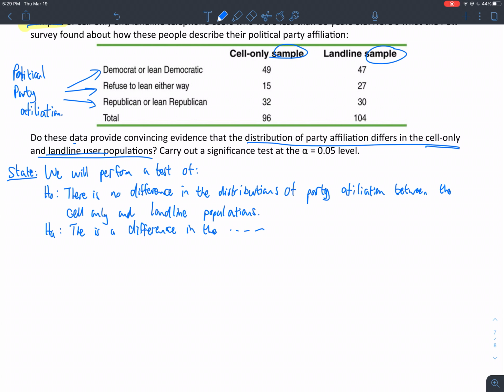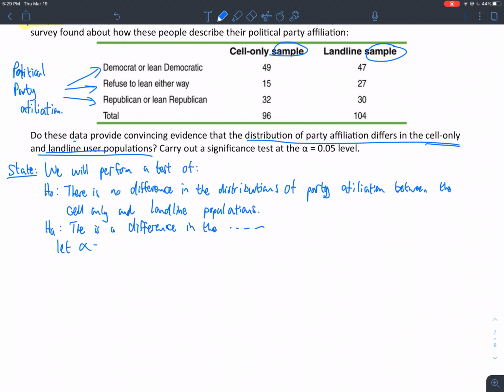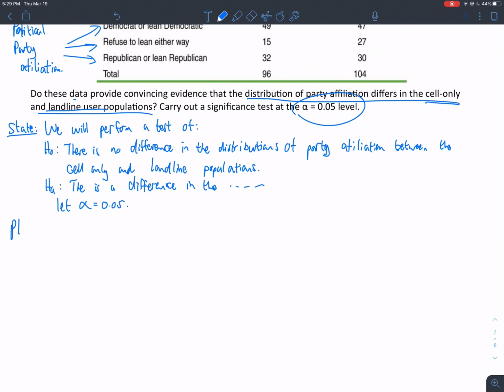And then we just say, as we usually do, state your significance level, and they said alpha is 0.05. Technically, you don't have to do it if they tell you what to use, but okay, I'm just going to keep going with what we've been doing. Okay? And then state, that's fine, then plan.